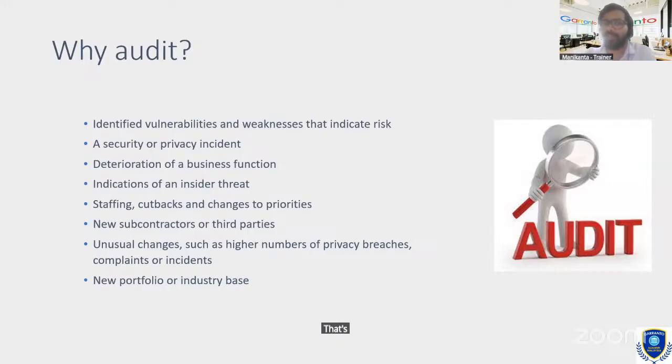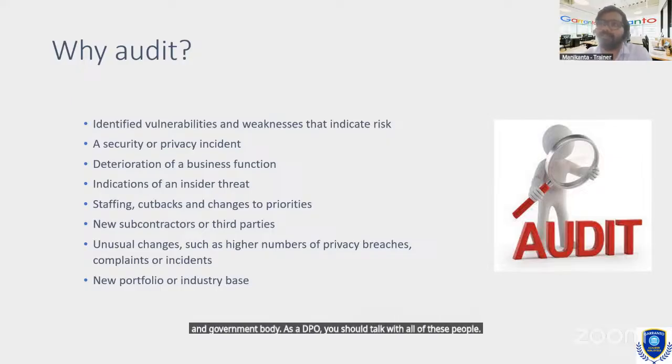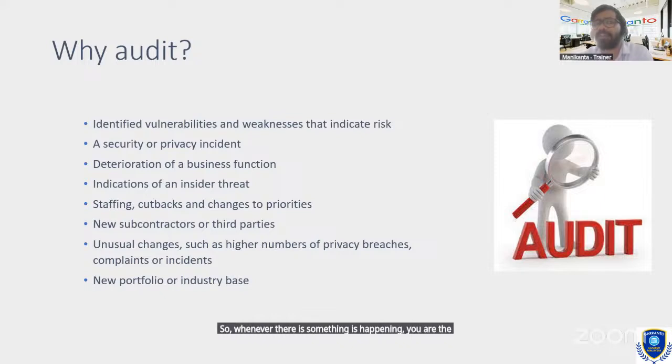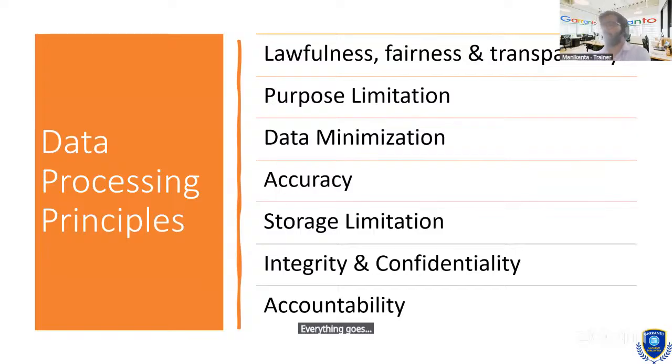That's your role as a DPO. So compliance, legal, audit, and government body. As a DPO, you should talk with all of these people. So first is your internal people, your technology, then your auditing and compliance team, then your government. You should talk to the government body. Whenever something is happening, you are the one responsible as a DPO, and you take the evidence from here and legal and your privacy office, and you have to get back to the government. So everything goes hand in hand.